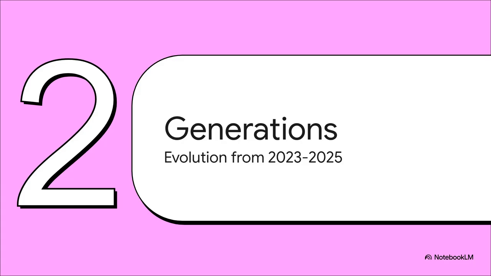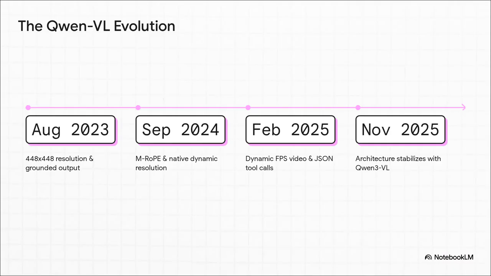Moving on to Section 2, the generational evolution from 2023 to 2025. Let's move to the timeline and see how this builds, because it's pretty wild. Starting in August 2023, Qwen-VL launched, bumping resolution to 448 by 448, which was state-of-the-art for an open model at the time, and introducing grounded bounding box outputs.